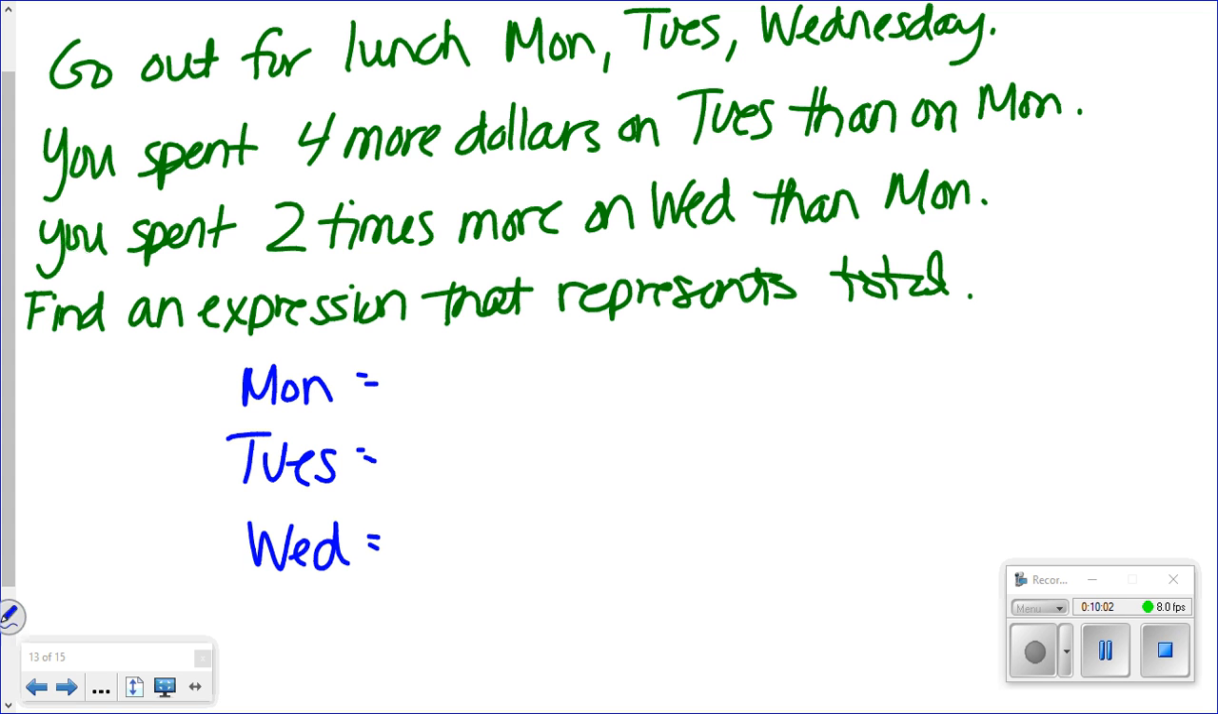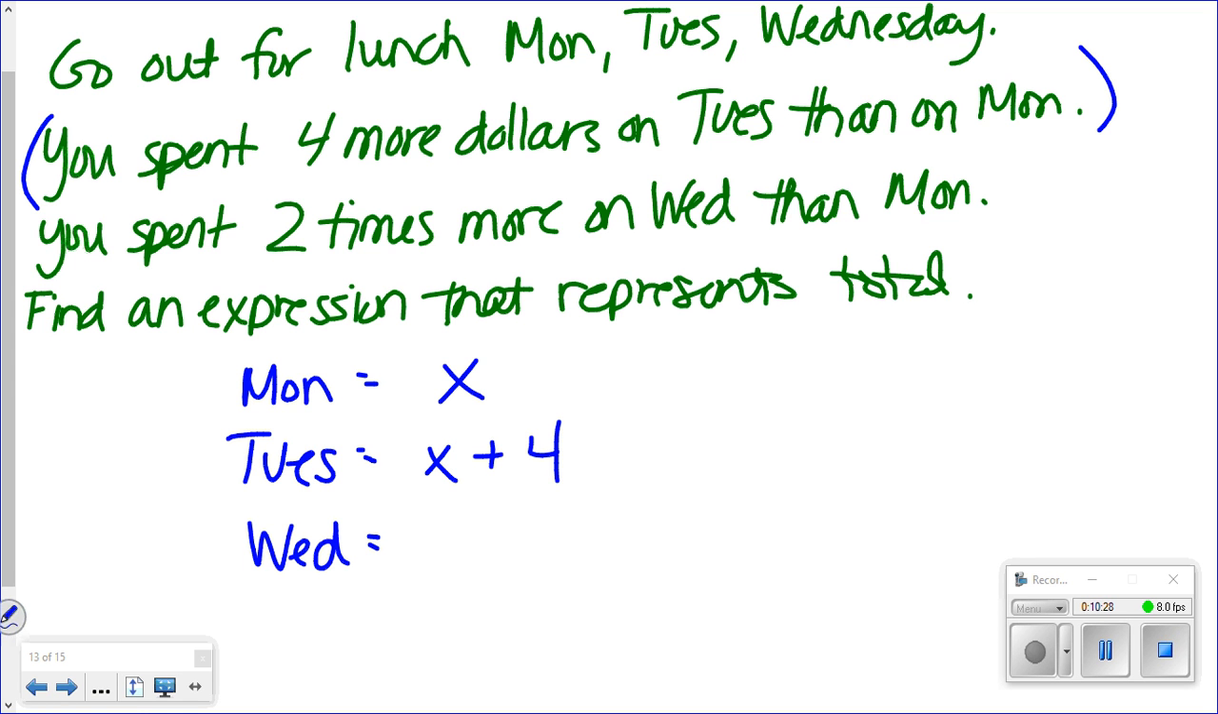I would start with the first sentence. You spent $4 more on Tuesday than on Monday. So first of all, maybe I should ask you, where should just the lone X go, Alex? Monday. Monday, yep. Okay. And then if we go to Tuesday, it says you spent $4 more on Tuesday than on Monday. So what does Tuesday look like, Ella? X plus 4.